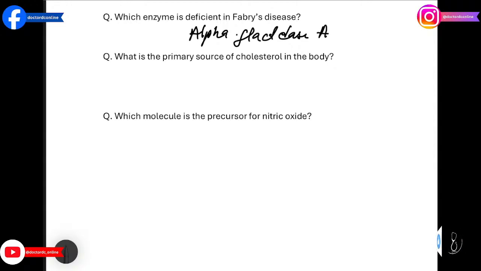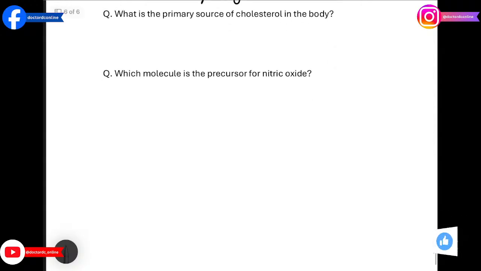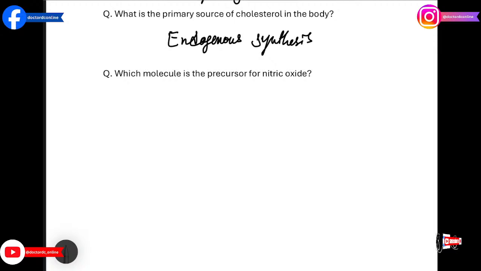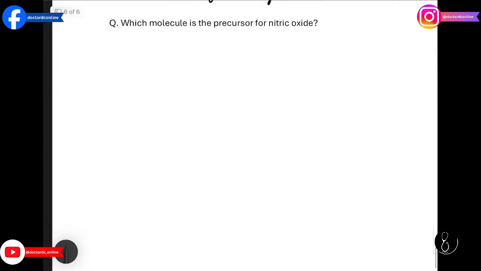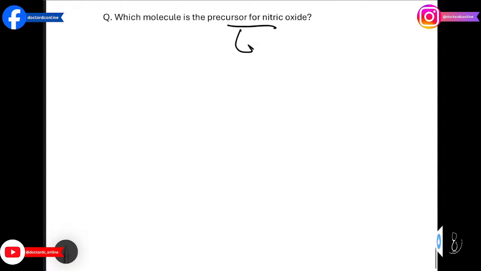The next question is, what is the primary source of cholesterol in the body? And the answer is endogenous synthesis. The liver produces most cholesterol via the mevalonate pathway. The next question is, which molecule is the precursor for nitric oxide? And the answer is arginine. It is converted to NO by nitric oxide synthase in endothelial cells.